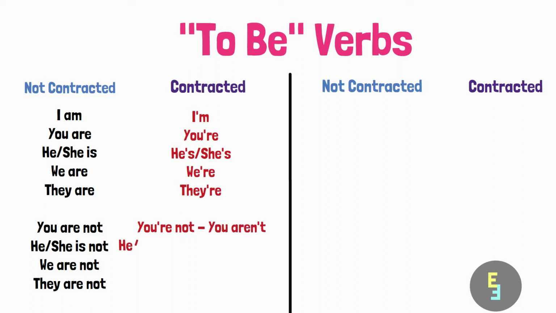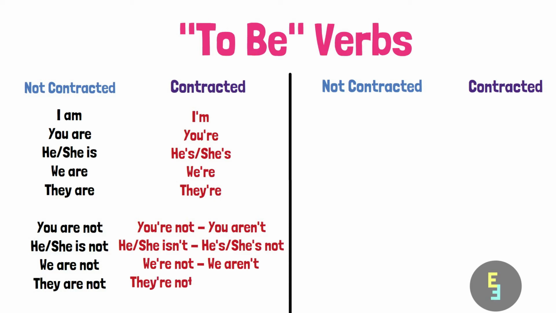Check them out. The contractions of you are not is you're not or you aren't. He or she is not. The contractions can be he or she isn't, and he's not or she's not. Next, we are not. We're not or we aren't. They are not. They're not or they aren't.